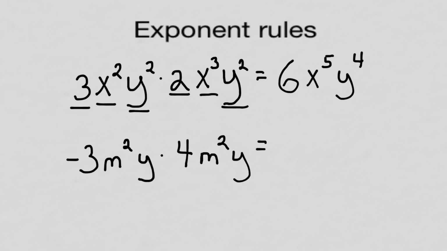All right, this second problem, and the last one I'm going to do on the video, I've got, again, 3 things going on. I've got coefficients, I've got the m's, and I've got the y's. Let's take care of them in order. -3 times 4, the coefficients, is going to give me -12. I've got m to the 2nd times m to the 2nd. I add exponents, I get m to the 4th.